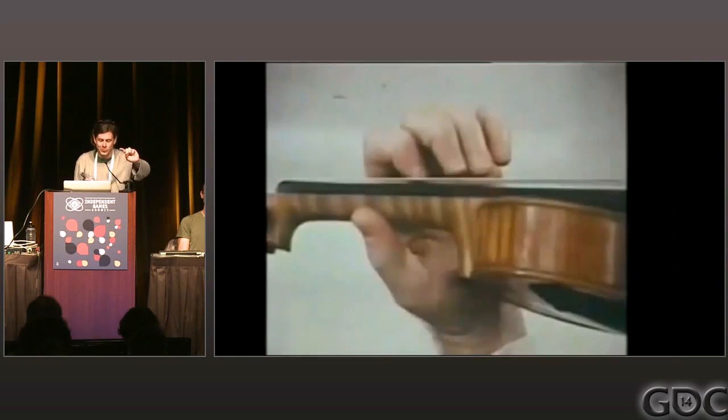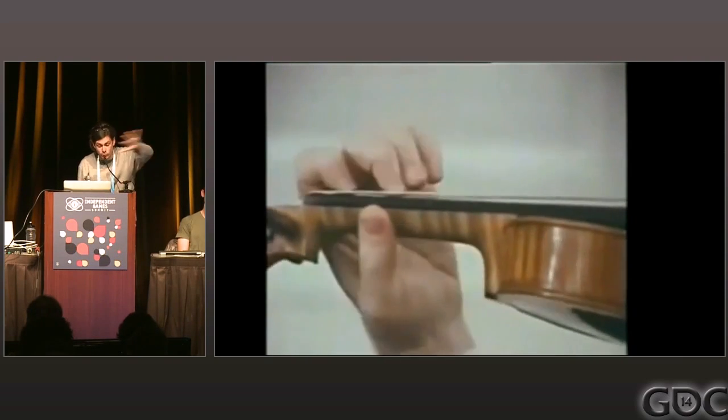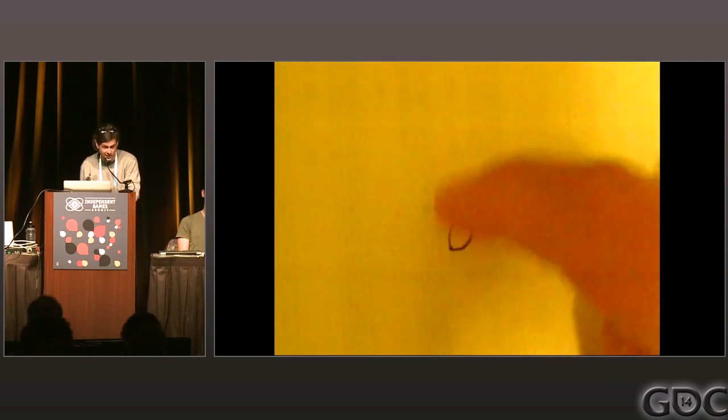Steve Swink, who introduced us here, talks about game feel, which is basically the rhythm of affordances. Violin has a different rhythm, other stuff. Okay. Excuse me.